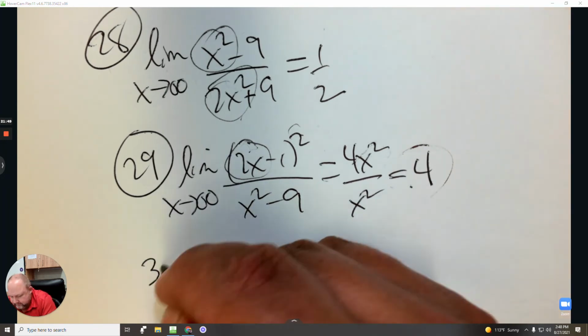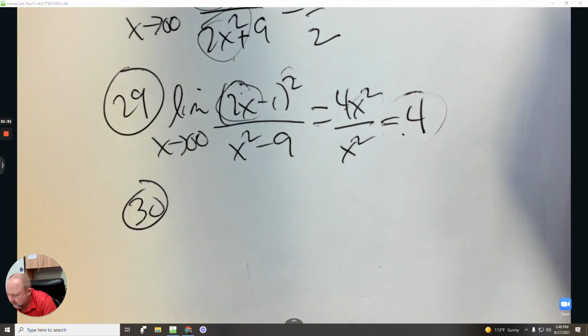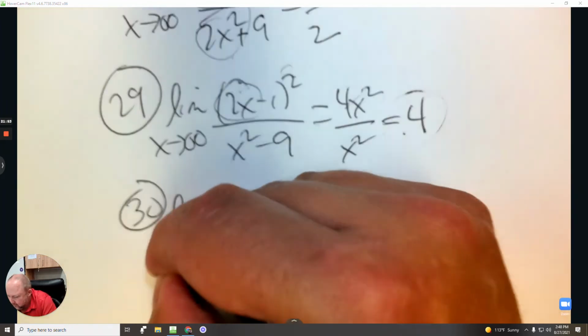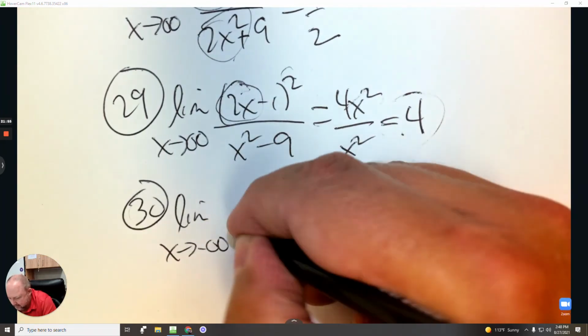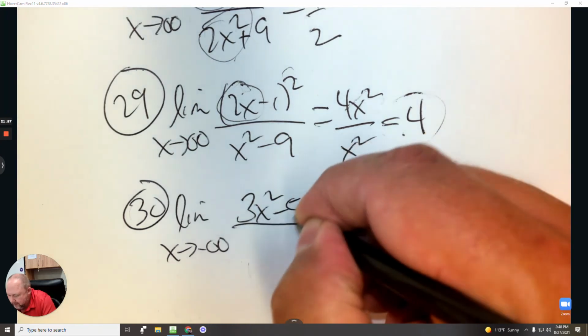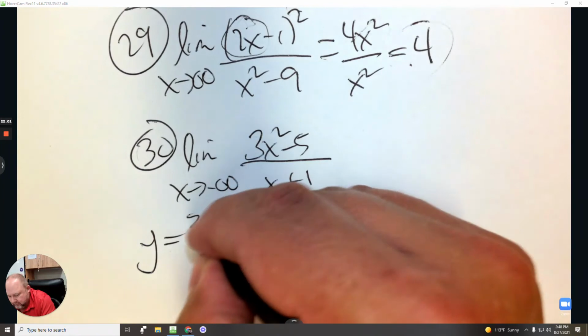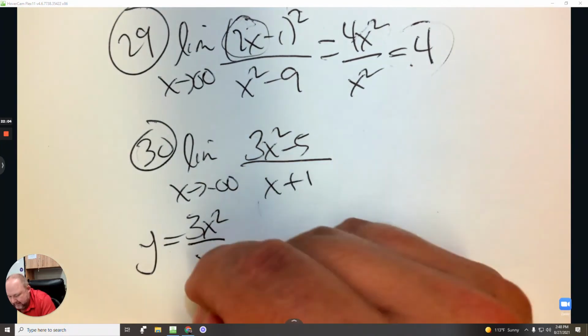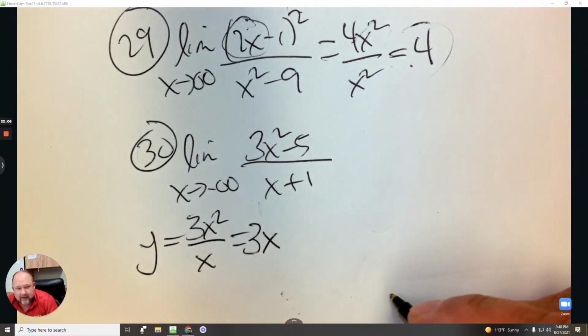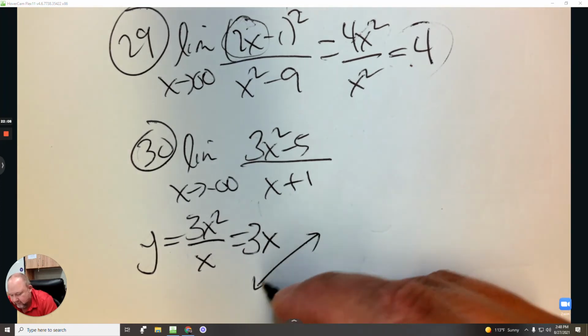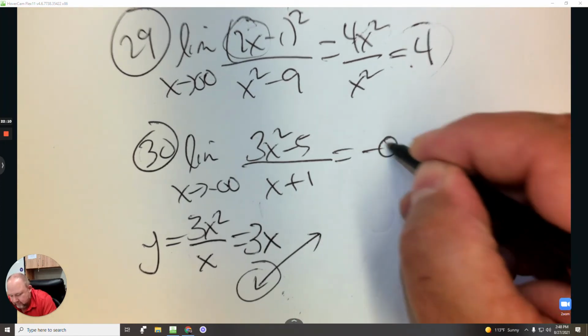Number 30. The limit as x approaches negative infinity. It's left end behavior. So when I look at power term over power term, it's 3x squared over x, which is just 3x. That's that line, so the left end behavior goes down to negative infinity.